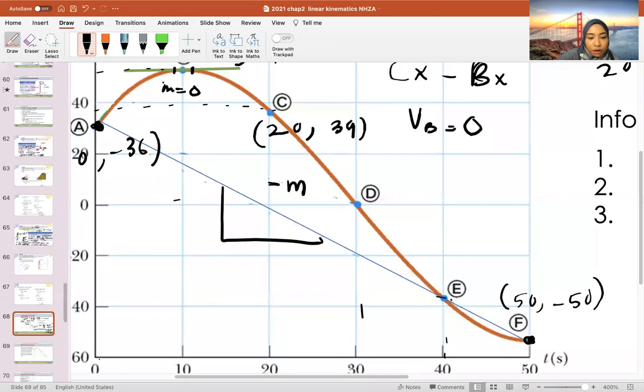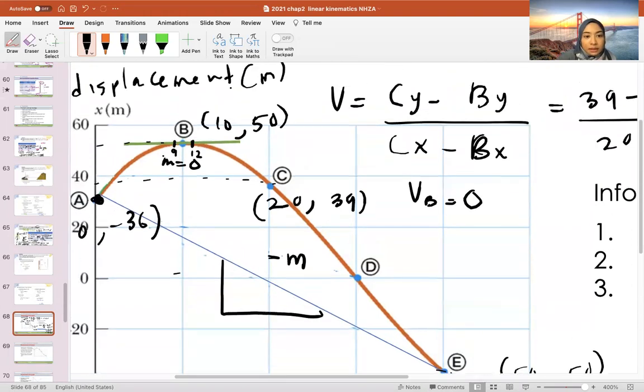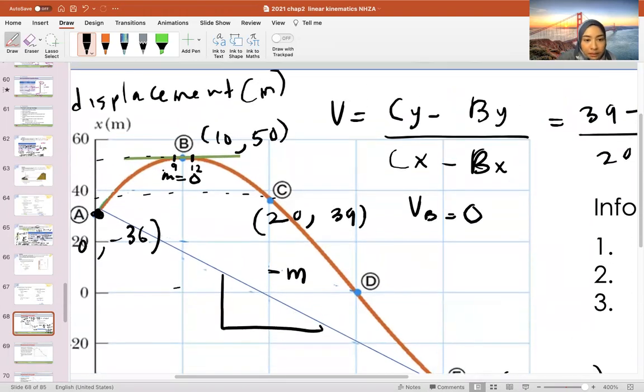Let's say it's from 9 to 12. From 9 seconds to 12 seconds. It is at point B. Lebih kurang lah. Kita anggap lebih kurang. And then the displacement at time 9 and time 12 is exactly the same, which is 57 maybe. So at time 9, the displacement is 57. At time 12 second, the displacement is also 57.